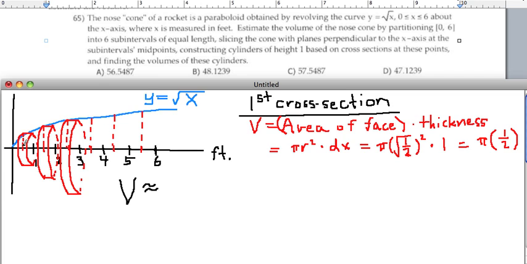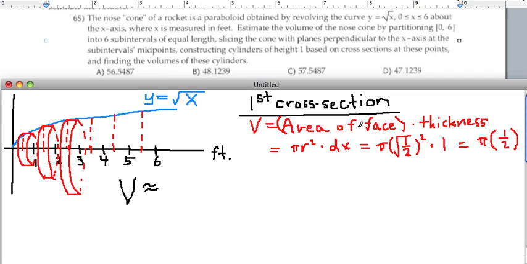The first cross section has a volume. Remember, the volume of any cross section is the area of the face. If they're discs, which is what these are, it's the area of the face multiplied by the thickness of the disc. Well, the area of a circular face, which you get when you revolve a region around a line, there are no gaps in there, so you're going to get discs, and the face will be a circle. So the area of the circle is pi r squared, and the thickness is our dx.